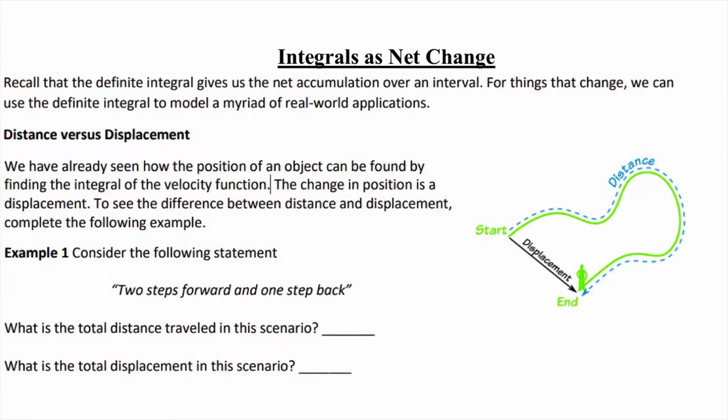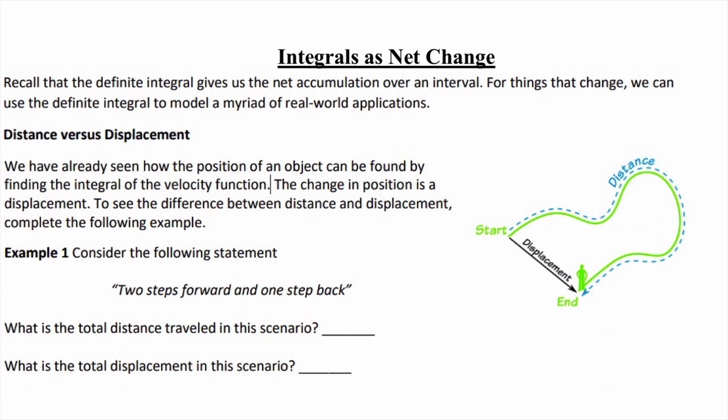Integrals is net change. Integrals, integration, what we've been using, uses as net change in anything. Okay, so we have two concepts. We have distance versus displacement. You can see by the path, from start to end.